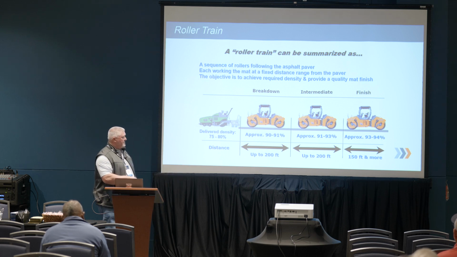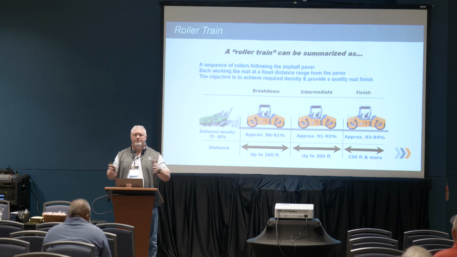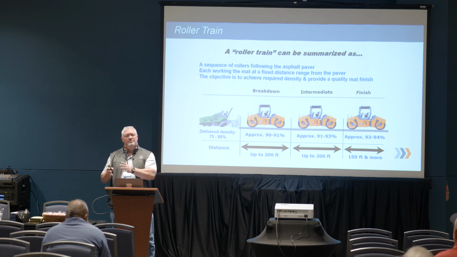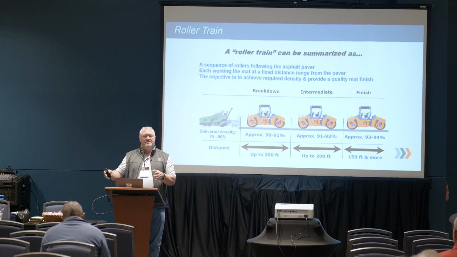I also have distances here for each of the passes. I always tell people I don't want them too long, I don't want them too short. If they're too long, one side of the road cools down much more than the side I just compacted, and we're going to struggle getting density on the one side. If they're too short, I'm not as efficient.